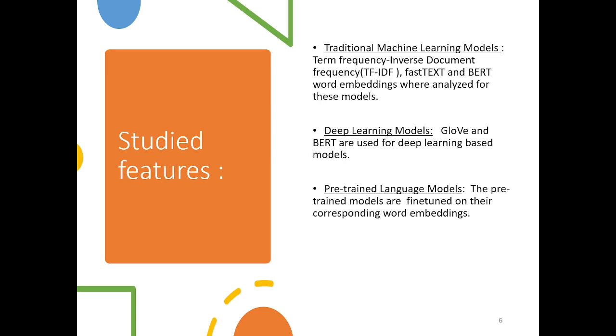So what features are we using in each of these models? In the case of the traditional machine learning models, we are using TF-IDF features, fastText, and BERT word embeddings. And in the case of deep learning models, we are using GloVe and BERT word embeddings. And the pre-trained language models rely on their own word embeddings. Each word in these language models has its own word embedding. They have their own tokenizers, so we need to tokenize the text using their own tokenizers.